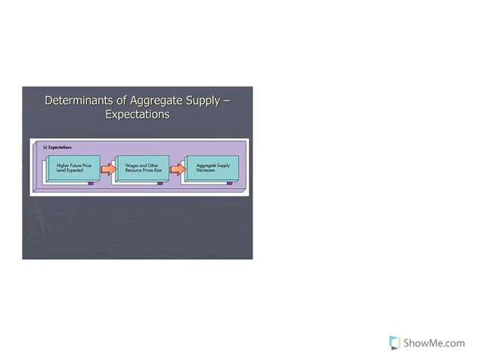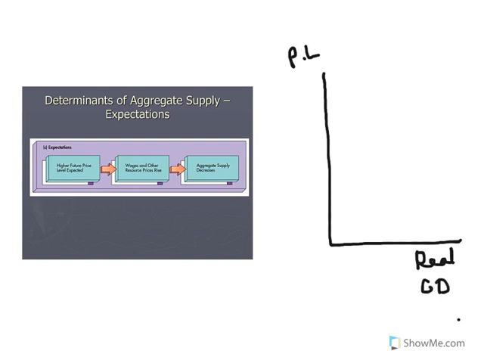And then the third non-price determinant of aggregate supply is simply the expectations of the firm. And so let's use the expectations of, like, inflation rate as what we're talking about here. Let me draw my graph real quick. So again, here's our aggregate supply curve. And so let's say, for example, that we're talking about expectations of what the employees and employers expect the future price levels to be in the future.